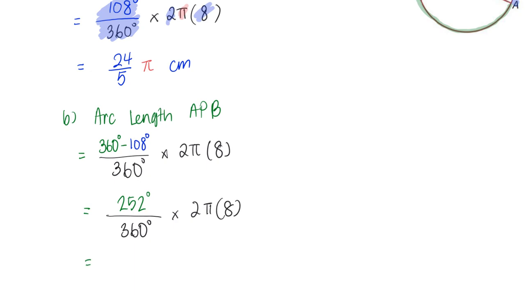And this will give me a value of, what is the fraction for this? Multiplied by 2, multiplied by 8. 56 over 5. They want us to leave it in terms of pi. cm.